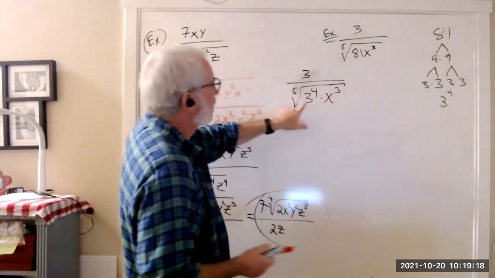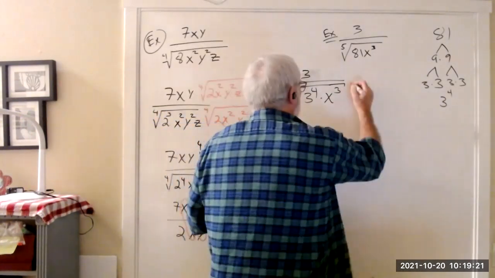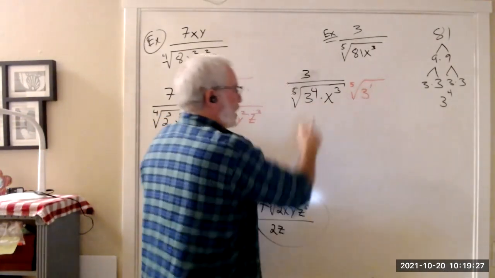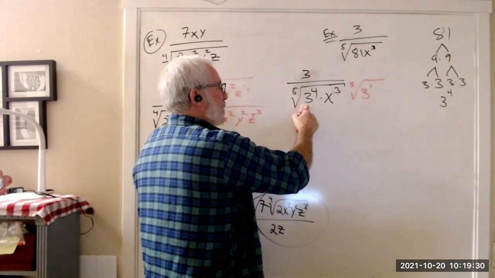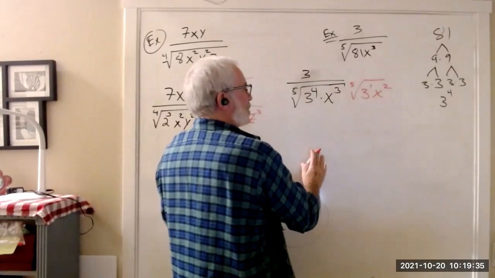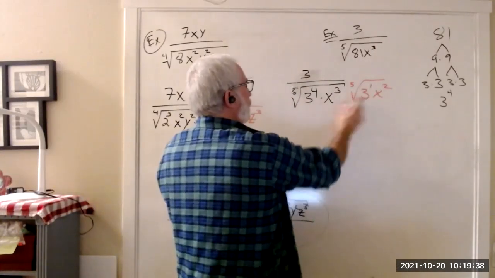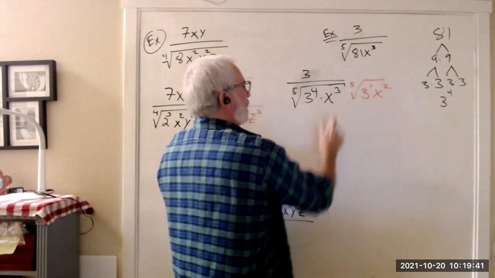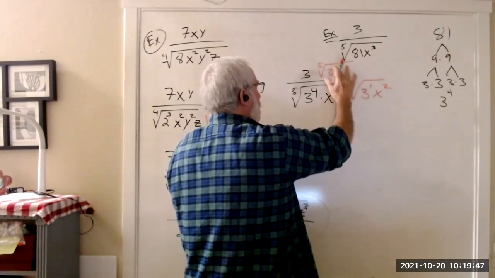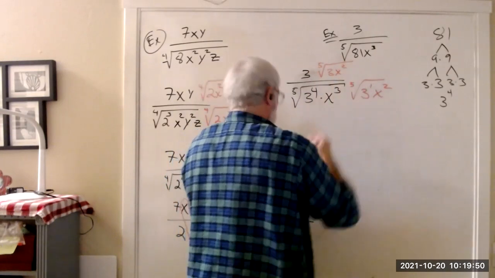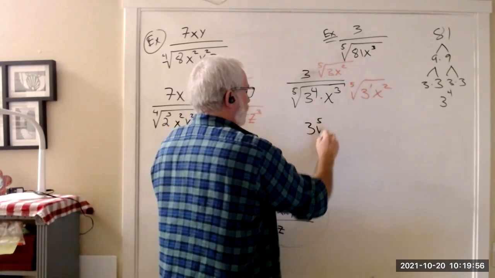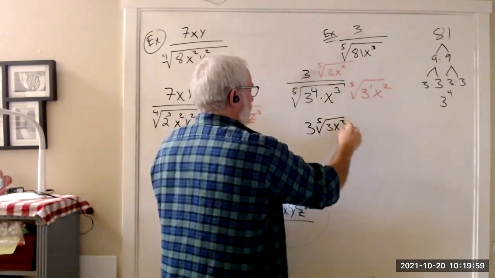So breaking 3 down, this is 3 to the 4th. So what do I need? I need the 5th root. I need 5 of them. I have four 3s. I need another 3. Okay. I have 3 x's. I need 2 more x's. So now I know that altogether I have 3 to the 5th and x to the 5th on bottom, but I have to multiply top by the same amount, 3 to the 3 x squared. So what I have here is 3 times the 5th root of 3x squared on top.